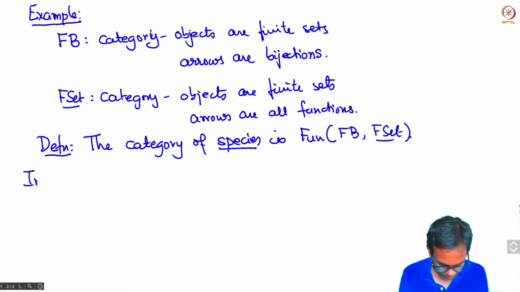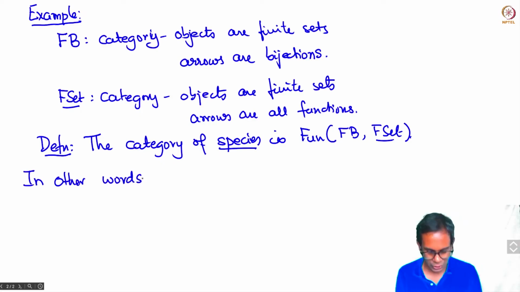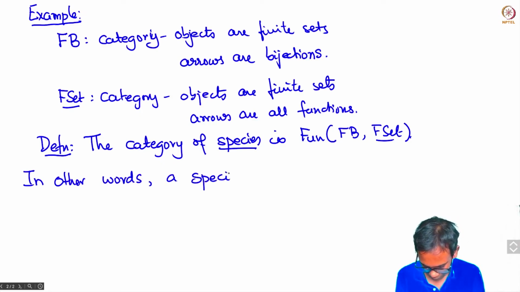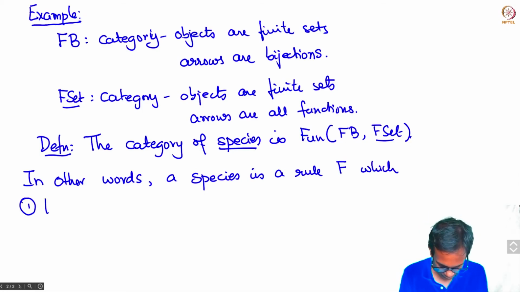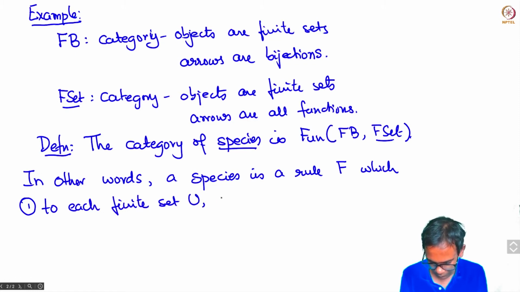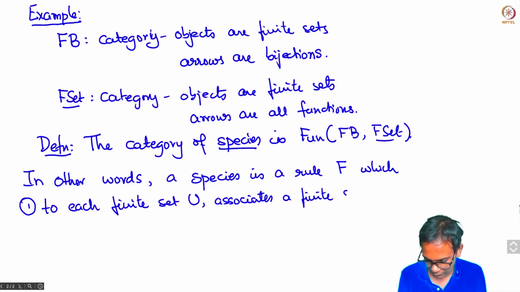So in other words, an object in this category, which is called a species, is a rule F, so it's going to be a functor. What does it do? Firstly, to each finite set, it must associate another finite set. To each finite set U, F associates a finite set which we'll call F of U. Okay, that's at the level of objects.